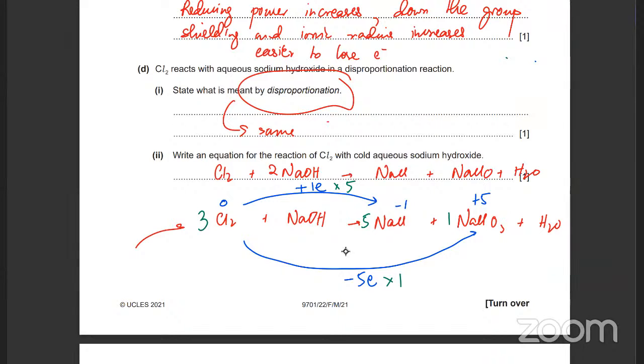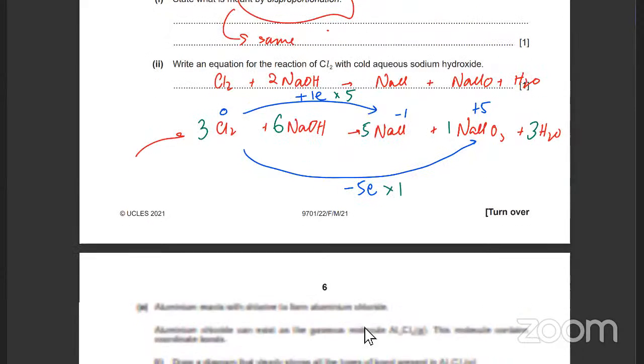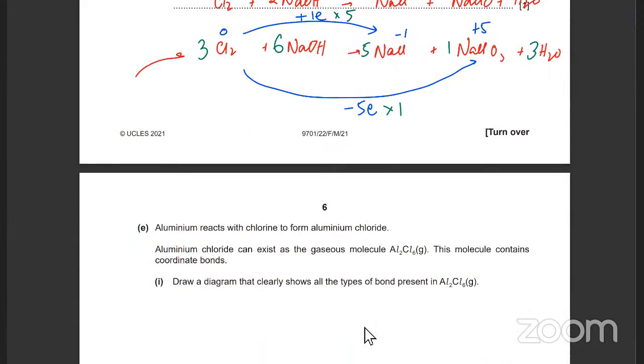And then you can balance the rest of the equation. It's 6 Nas. So that's going to be 6 Na and 6 Hs, so 3 H2Os. So make sure you quickly balance the electrons that are gained and lost. Redox equations are always going to be balanced that way.